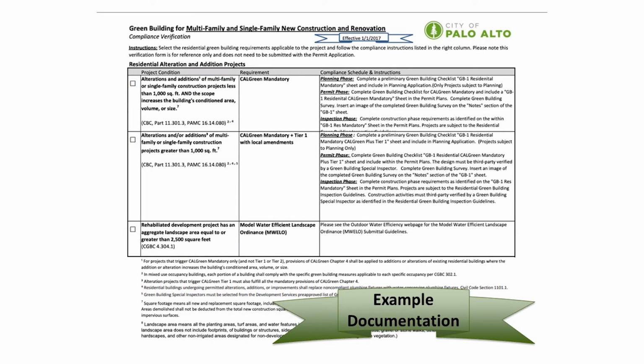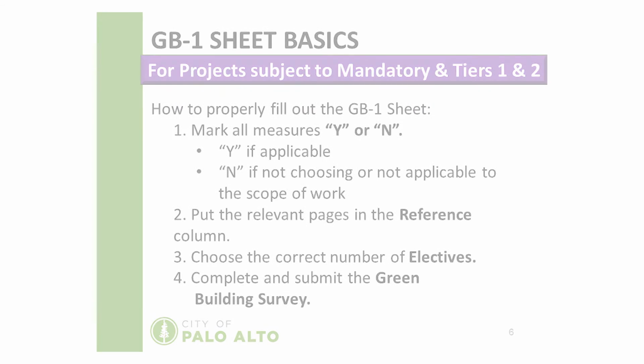This form is the Green Building Verification Form. It outlines the requirements for all residential projects into 3 columns. On the most left-hand column, we have the project conditions, or the project trigger. The next column outlines the green building requirements, and then the third column outlines the compliance schedule and instructions.